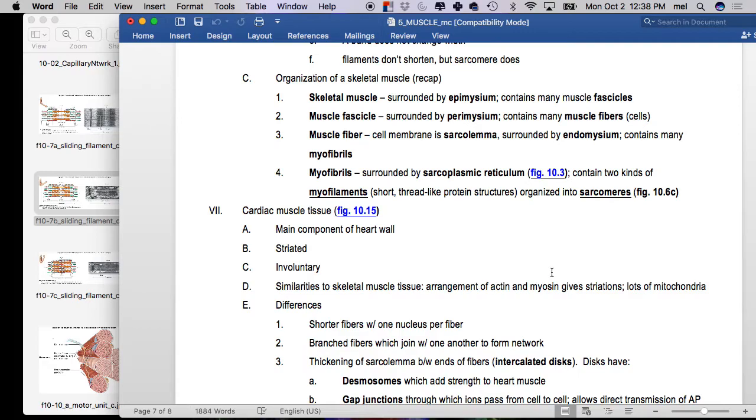So let's start with the gross anatomy. A whole muscle, like the biceps brachii, will be covered in connective tissue called what? Epimysium. Yes, good. And a whole muscle will be composed of multiple bundles of muscle fibers. A bundle of muscle fibers is called a what? Fascicle. Each fascicle is wrapped in connective tissue called what? Perimysium. Good. And then each fascicle is composed of multiple muscle cells, also called muscle what? Fibers. Yes.